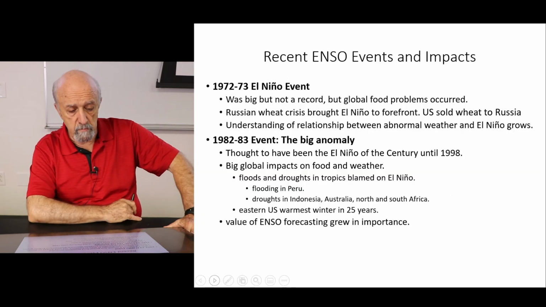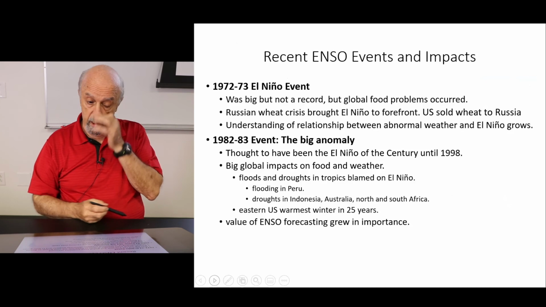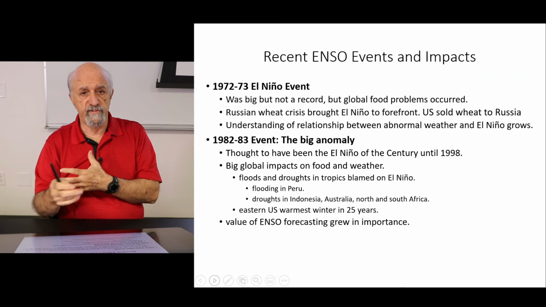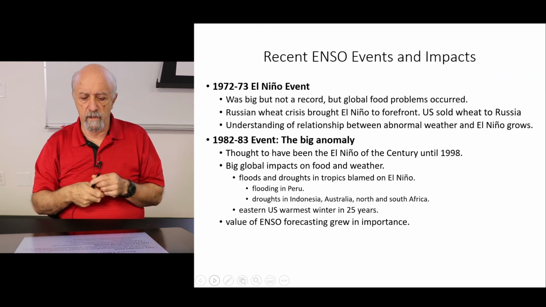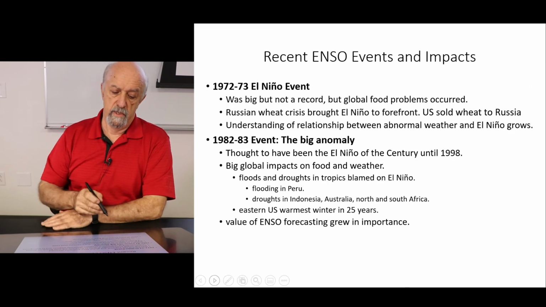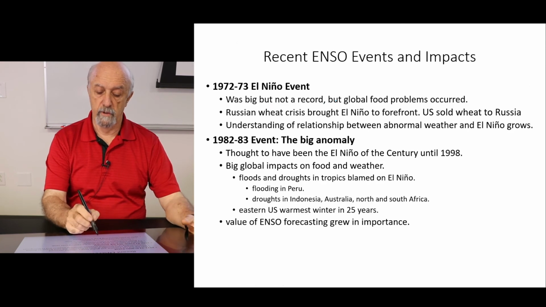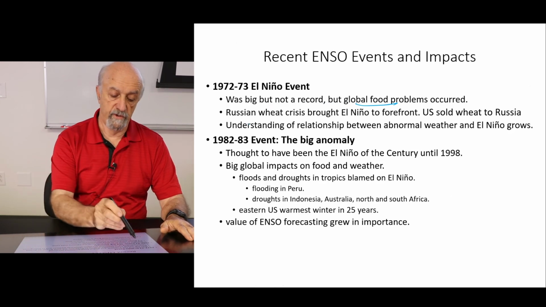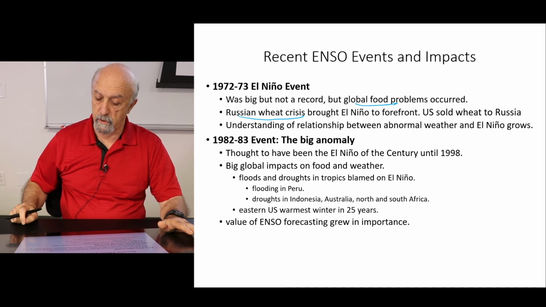Some of the things we can see looking back in history, in recent history I should say, during 72, 73, El Niño event was big, and that's the thing. El Niño events and La Niña events can be extremely strong or weak, at least not really easy to notice in places. El Niño was big, but was not the highest on record. And we do have problems with production of food. It was a problem for the Russians with the wheat crop.